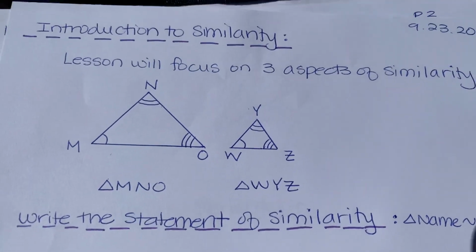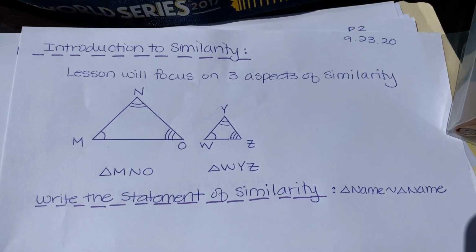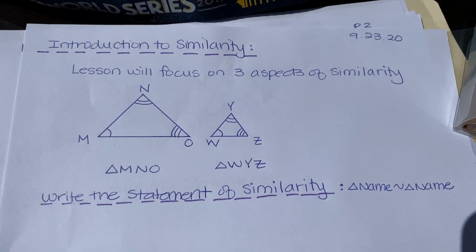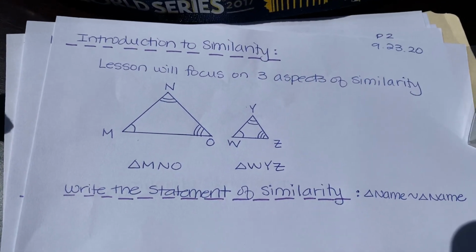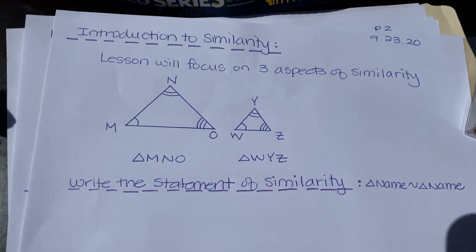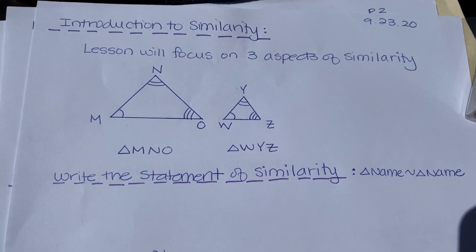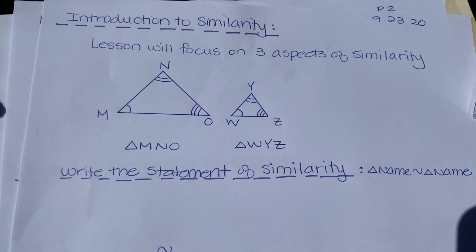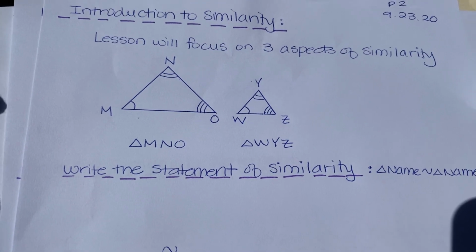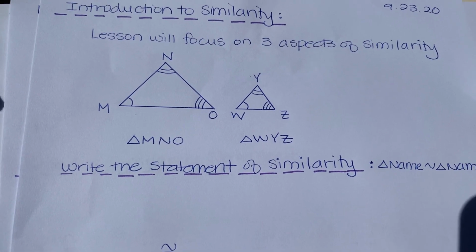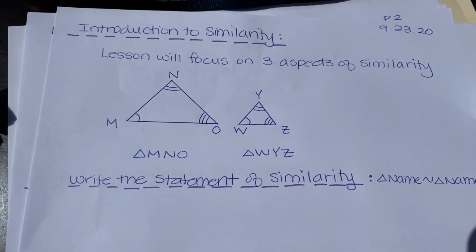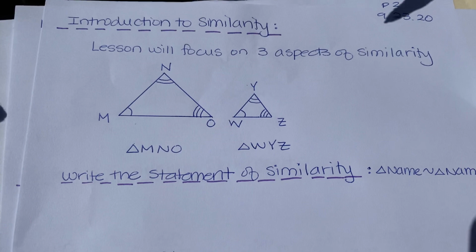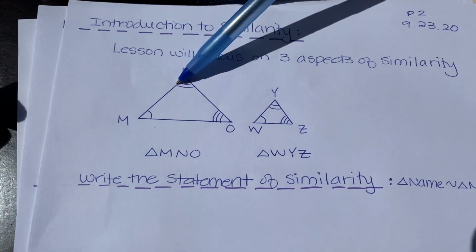Okay, introduction to similarity. This lesson will focus on 3 aspects of similarity. First, the way you name it, the angle relation, and the side relations. That's it. Name it. Can you pair up the angles? And then can you write a ratio of the side lengths between the 2 triangles? Because remember, this is similarity, so they're not congruent. Congruency is what you did with your last math teacher. This is similarity, so one is bigger, one is small.